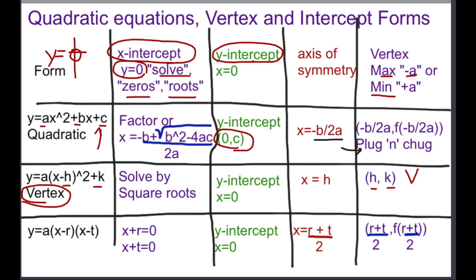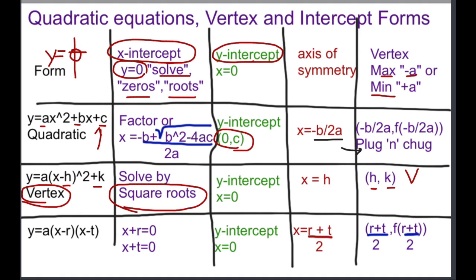Then in vertex form, we solve for x and find the x-intercepts by the method called square roots. The y-intercept is, again, x equals 0, and the axis of symmetry is x equals h. So h is the center of the graph.